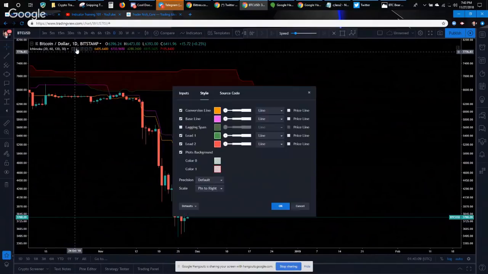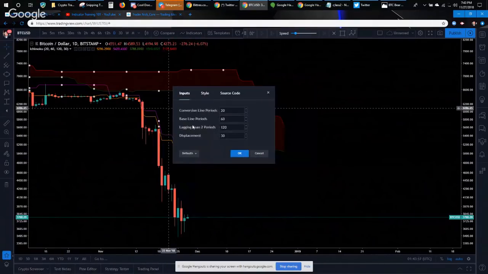Now, stock settings are 9, 26, 52 or something like that. I use 20, 60, 120, 30. The reason why I use these settings is because those are the smoothest settings I have found for crypto. Crypto is a very volatile asset, and using such small settings, 9, 26, will give you a lot of false signals, a lot of false TK crosses. What's a TK cross? We're about to show you.